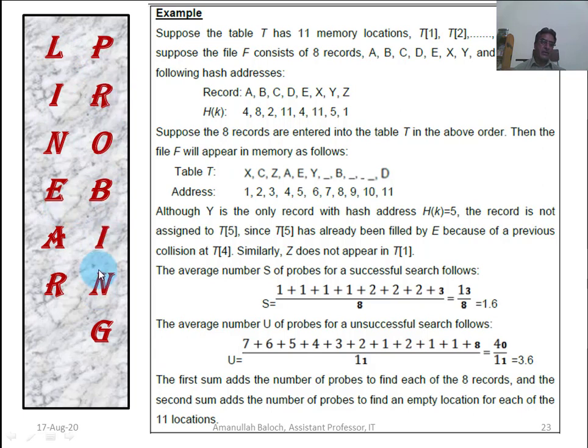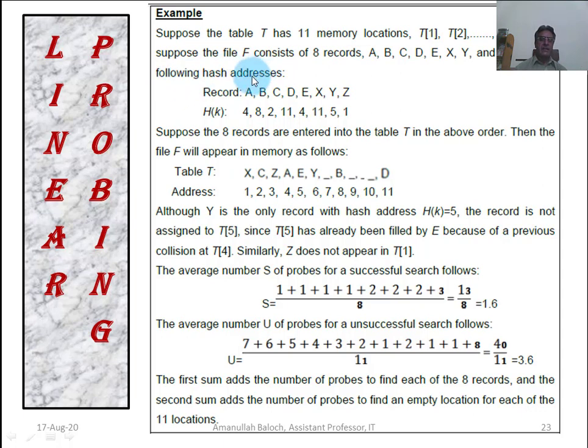Linear probing or open addressing example: suppose the table T has 11 memory locations. We have a table or an array of 11 memory locations, and suppose the file consists of 8 records. We have 8 records, A, B, C, D up to Z. 8 records can easily be stored at 11 memory locations, and the 3 memory locations are extra. So we have enough space in the hash table to store the 8 records.